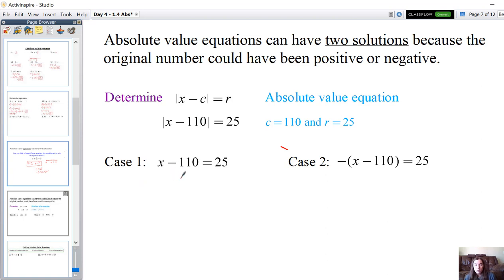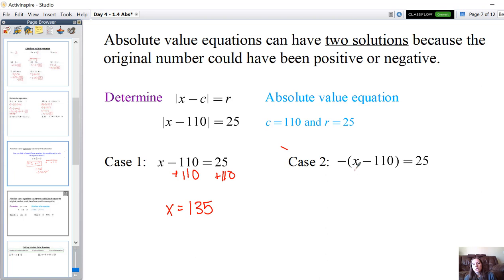So let's look at case number 1. We've got x minus 110 equals 25. The goal here is to get x by itself. So we can move this 110 over by adding it to both sides. So then we have x is equal to 135. If you want to check and make sure that you're getting that right, you can always plug your value back into the original absolute value equation and see if you get 25.